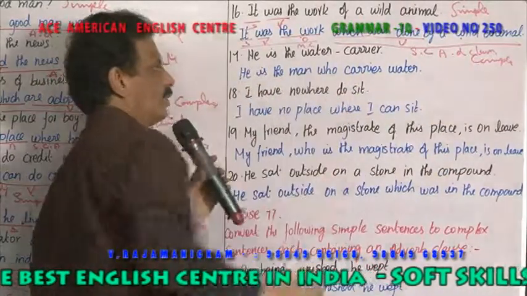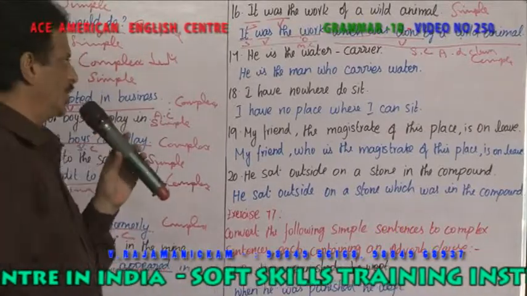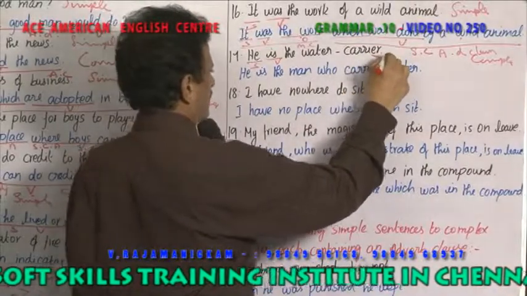Next is, he is the water carrier. He is the water carrier means what? He is the person who carries water. So is is the only verb here. He is the subject. So it becomes a simple sentence.